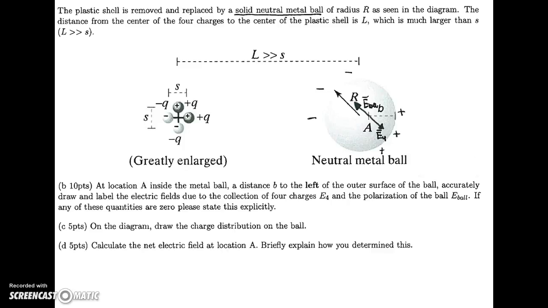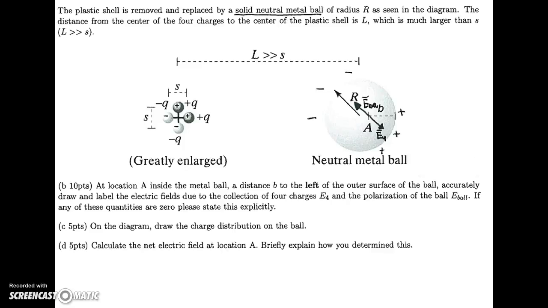So at location A, we have E4 pointing to the bottom right, and this is the net field from the 2 dipoles. And then E ball is pointing in the opposite direction, because inside the ball it's being polarized opposite to the net electric field from the 4 charges, or from the 2 sets of dipoles.